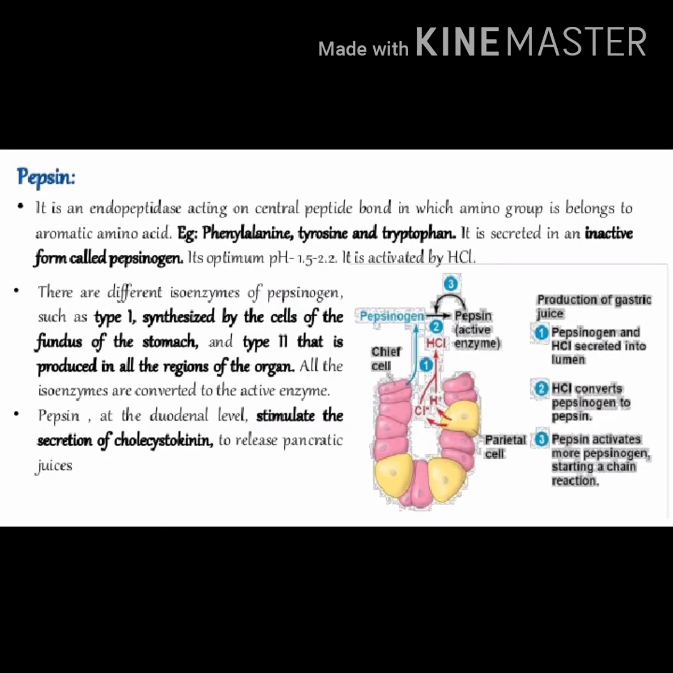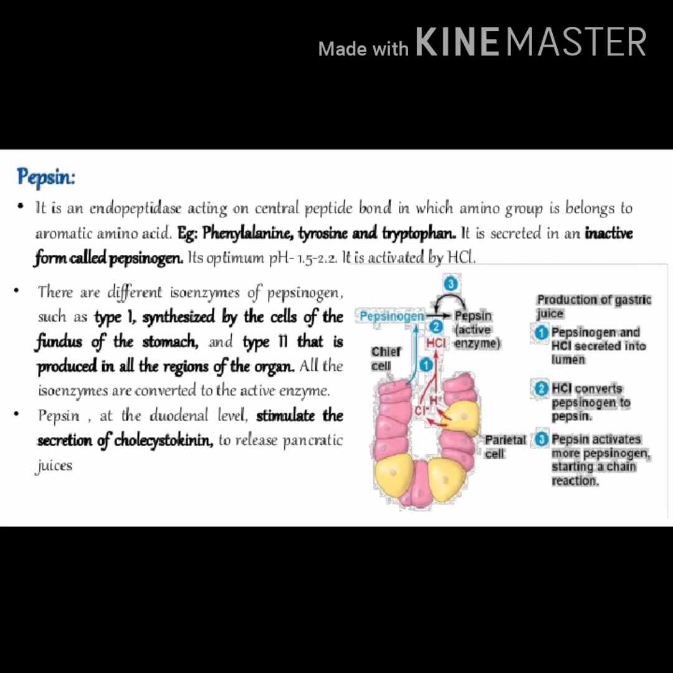Pepsin is an endopeptidase acting on peptide bonds involving aromatic amino acids, for example phenylalanine, tyrosine and tryptophan. It is secreted in an inactive form called pepsinogen. Its optimum pH is 1.5 to 2.2. It is activated by HCl. The different pepsinogens have different isoenzymes, such as type 1, which is synthesized by the cells of the fundus of the stomach, and type 2, which is produced in all regions of the organ. All isoenzymes are converted into the active enzyme.